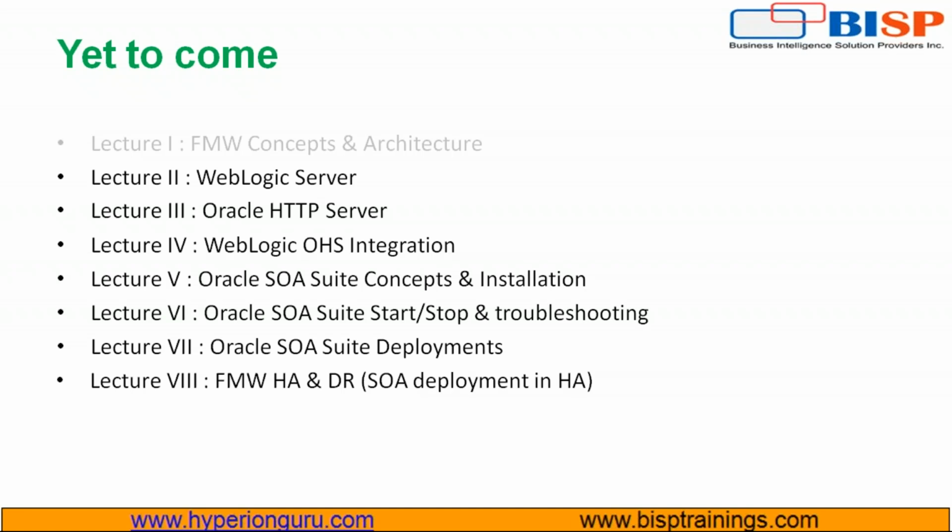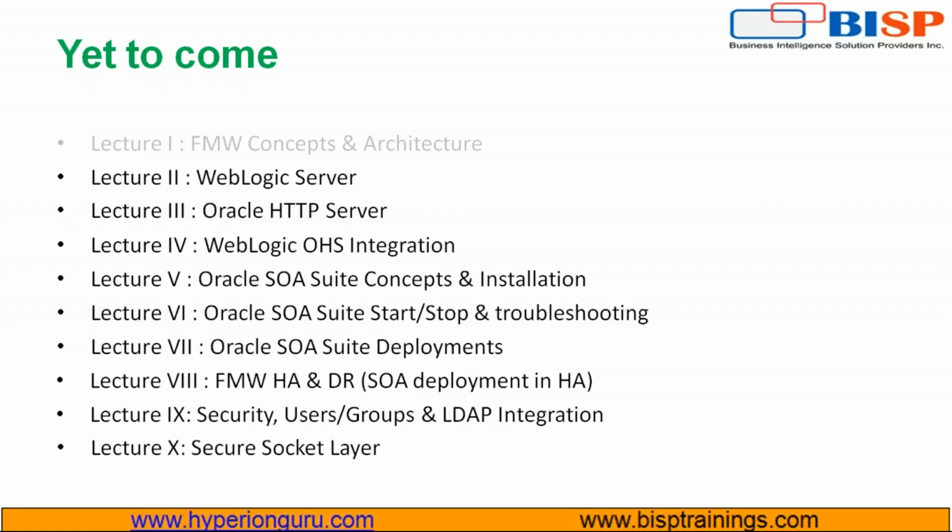Then Fusion Middleware HA and DR, so how it is done. Although I've shown you a few diagrams, we'll be discussing it in much more detail when we actually do it. And then security, which will deal with how users and groups are created, and LDAP integration, how users are authenticated to your Fusion Middleware products. Then Secure Sockets Layer, which is your SSL, and we'll be discussing how SSL is set up for a system.